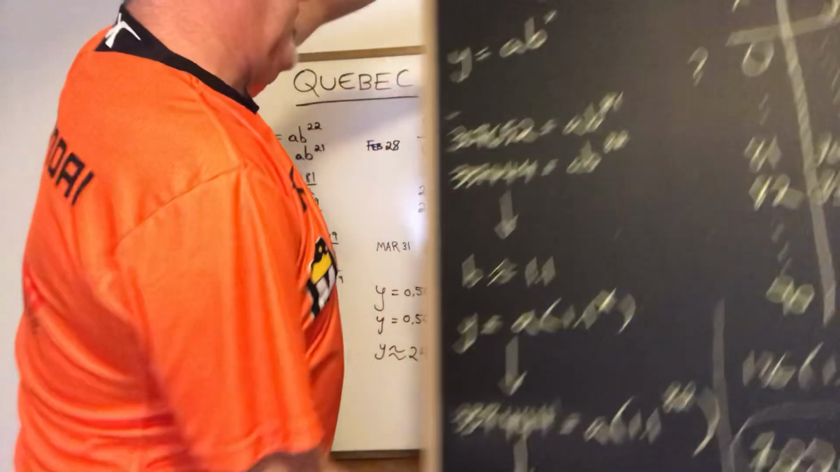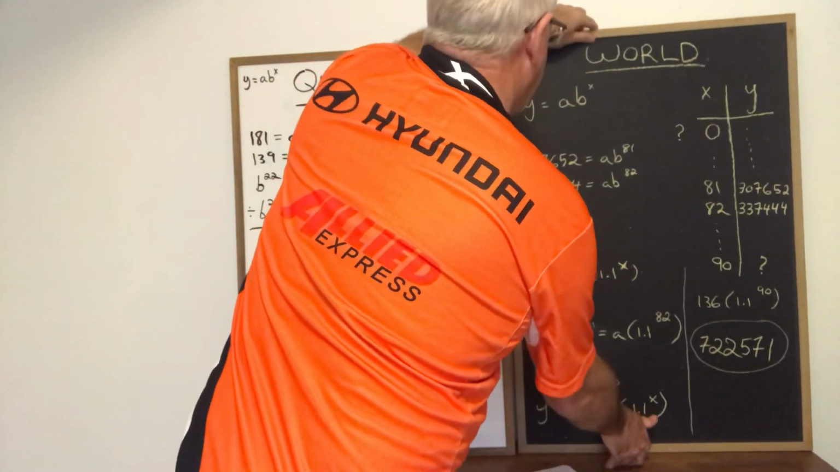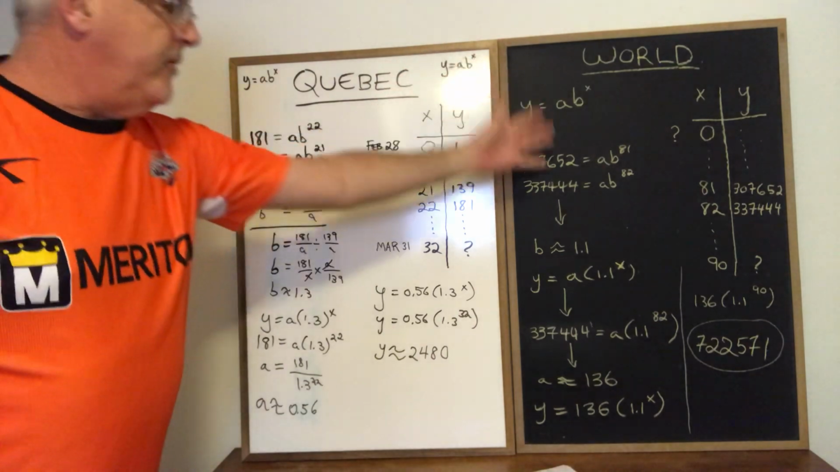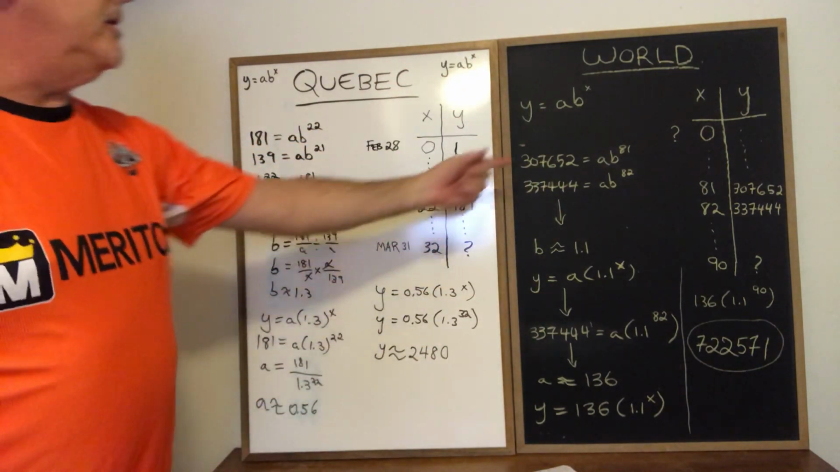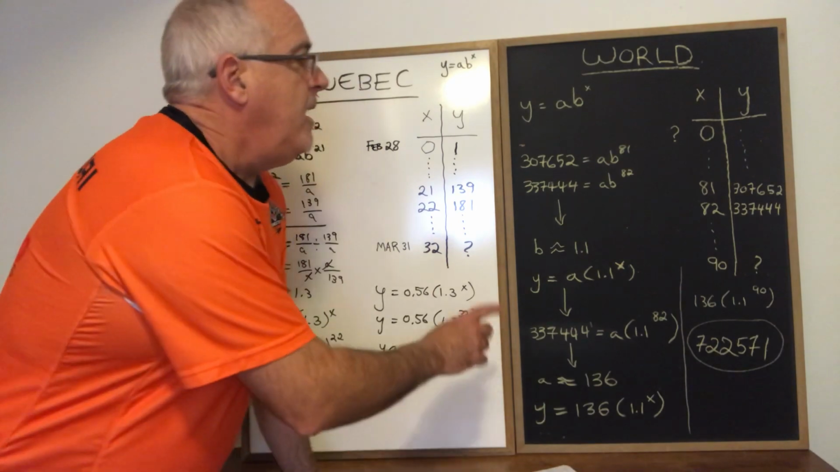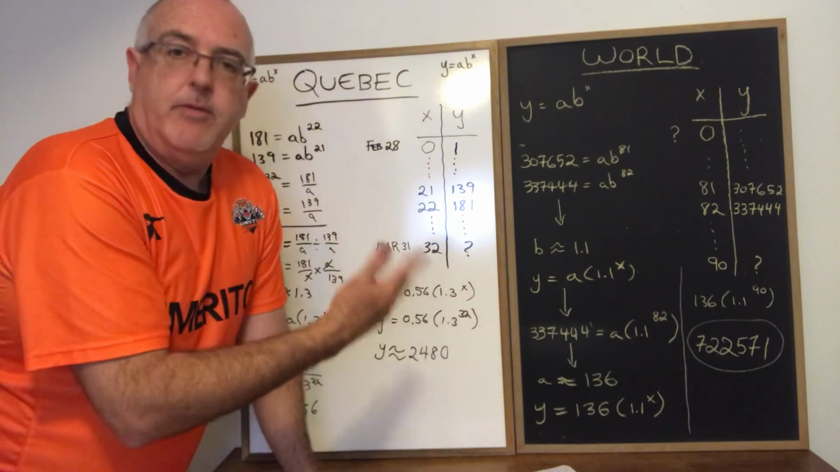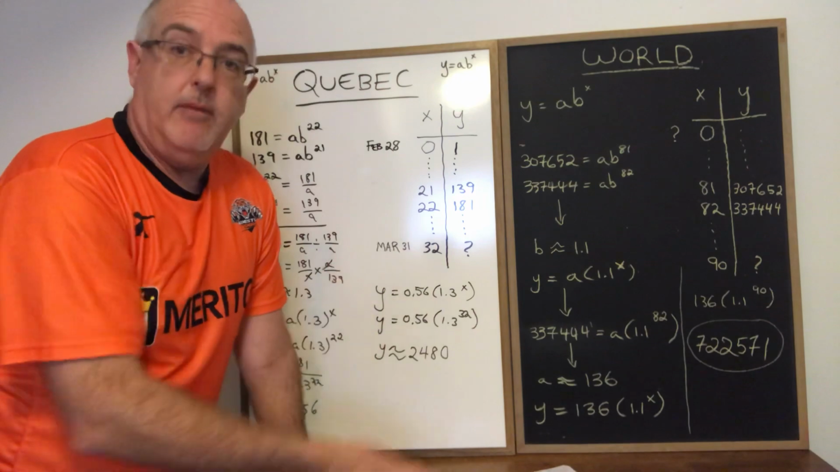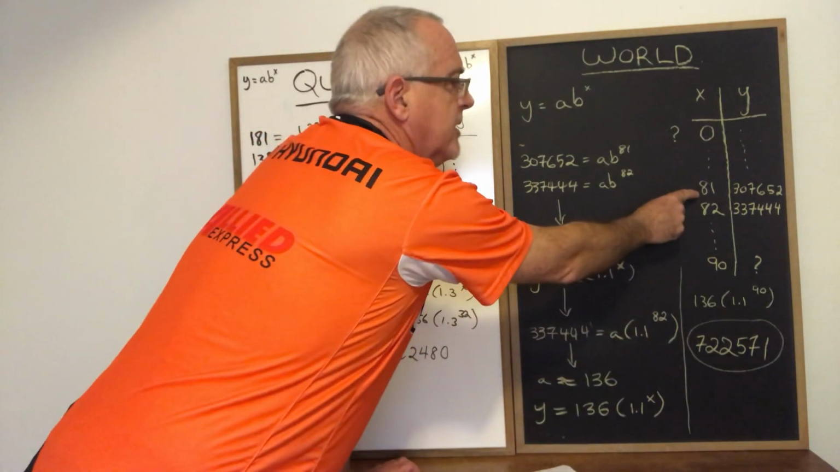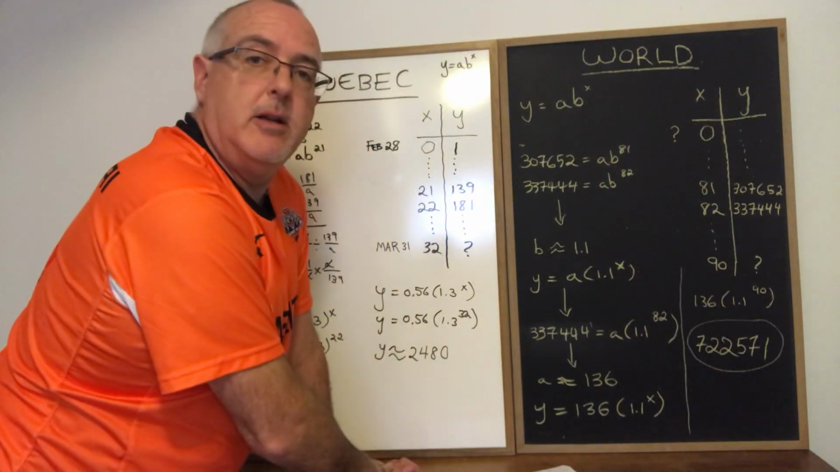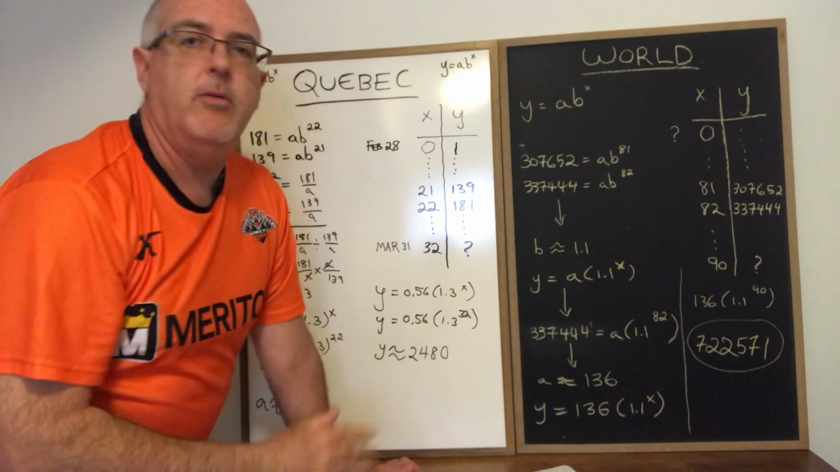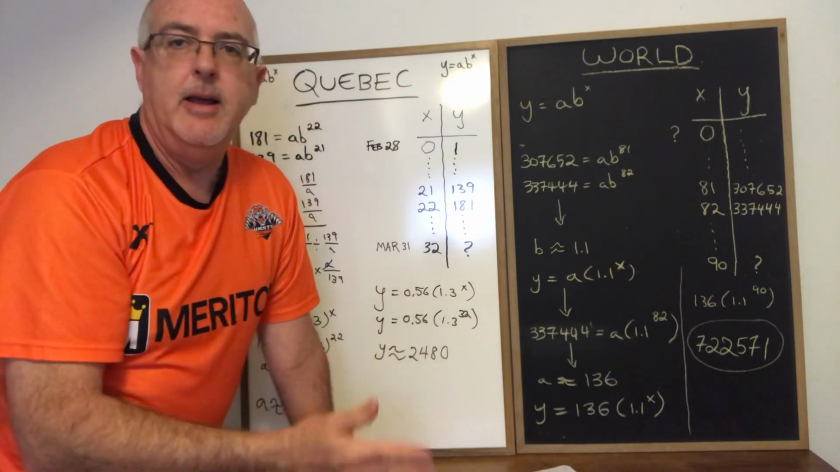I've done the same thing for the world. I didn't have room to show all of these calculations on this small chalkboard, but I was able to get information from a website that gives a running total every day of confirmed cases. And 2 days ago it was 307,652. Yesterday it was 337,444. Both of those readings were taken at 10 p.m.